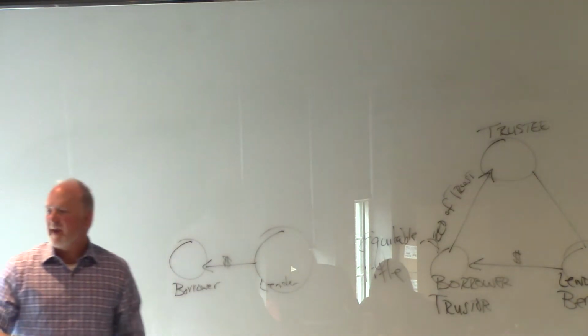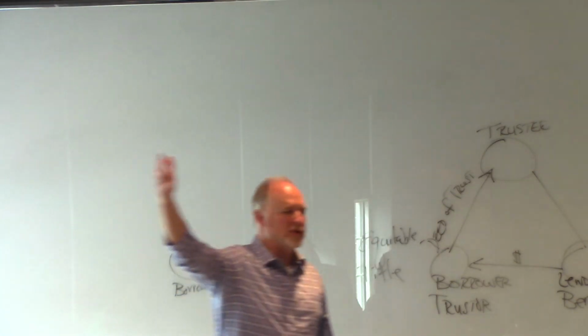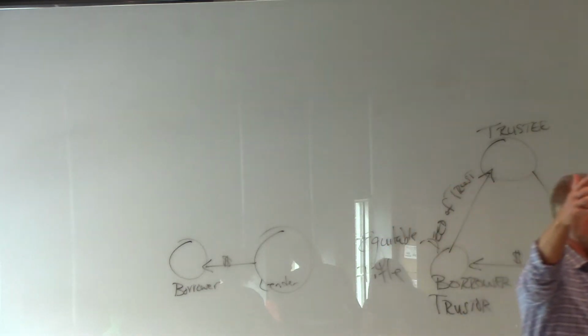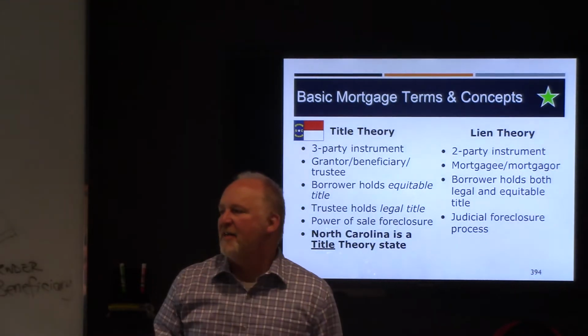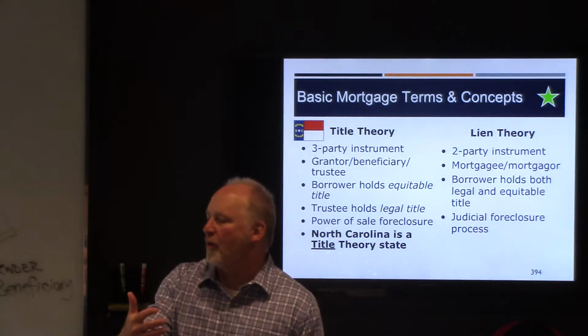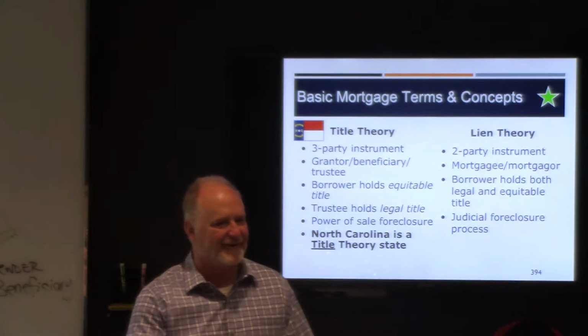The borrower is basically saying, here's my house to use as collateral for this debt. So this is one of the ones that students screw up on, and it's because it feels like it should be the other way around. The mortgagor is actually the borrower. The mortgagee is actually the lender. Okay?